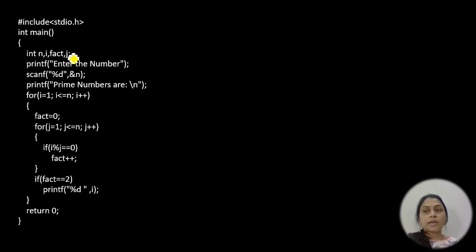So let's take fact and i, int i, fact and j. This is a total of 4 variables I am taking. Enter the number, the limit you are going to enter. Suppose 1 to 4. In between 1 to 4, whatever the prime numbers that are there, that has to be printed on the screen. Okay. So first for i is equal to 1. Okay. And i less than or equal to n, that is 1 less than or equal to 4.